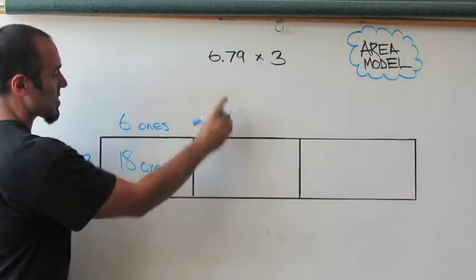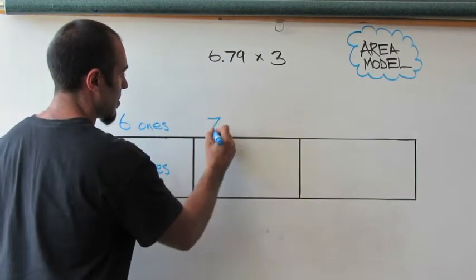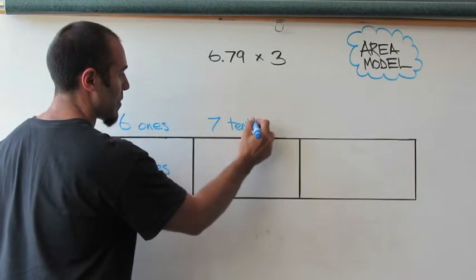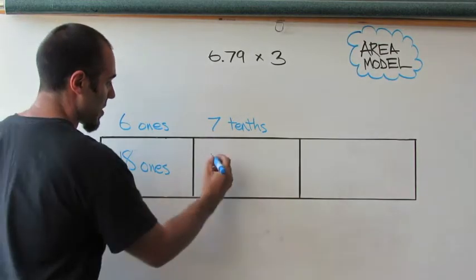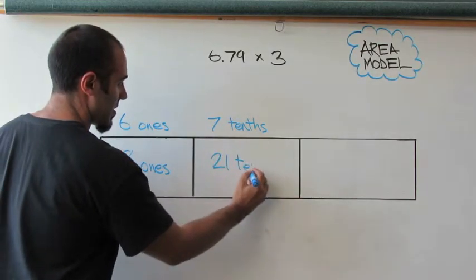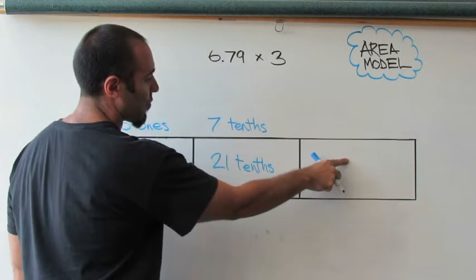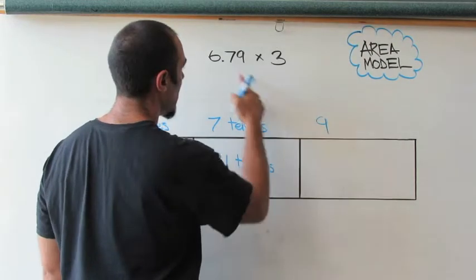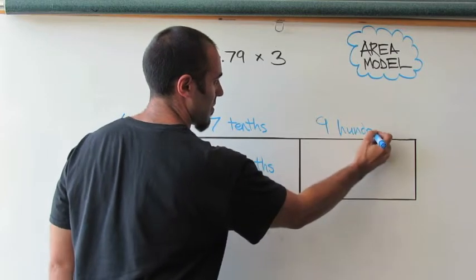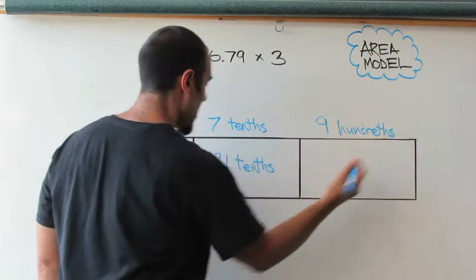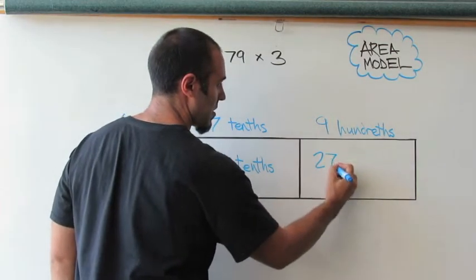Now, the next box is going to be the next place value over, and that's 7 tenths. So 7 tenths is written up here. We're going to multiply 7 tenths times 3. And our answer is 21 tenths. And finally, over this box, we write 9 and the place value, hundredths. And 3 times 9 hundredths is 27 hundredths.